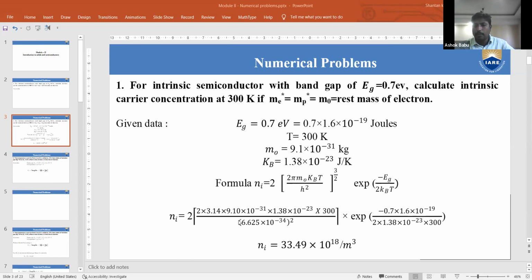2 into pi is 3.14, and m naught is 9.1 into 10 power minus 31, and the Boltzmann constant is 1.38 into 10 power minus 23, and T is 300. The Planck constant value we know already, 6.625 into 10 power minus 34, into exponential of minus Eg, where Eg is 0.7 into 1.6 into 10 power minus 19. I am substituting here, and 2 into again k and T value, T equals 300. So the intrinsic carrier concentration Ni equals 33.49 into 10 power minus 18 electrons per meter cube. It is nothing but electrons only. Carrier concentration only, so charge carriers per meter cube.